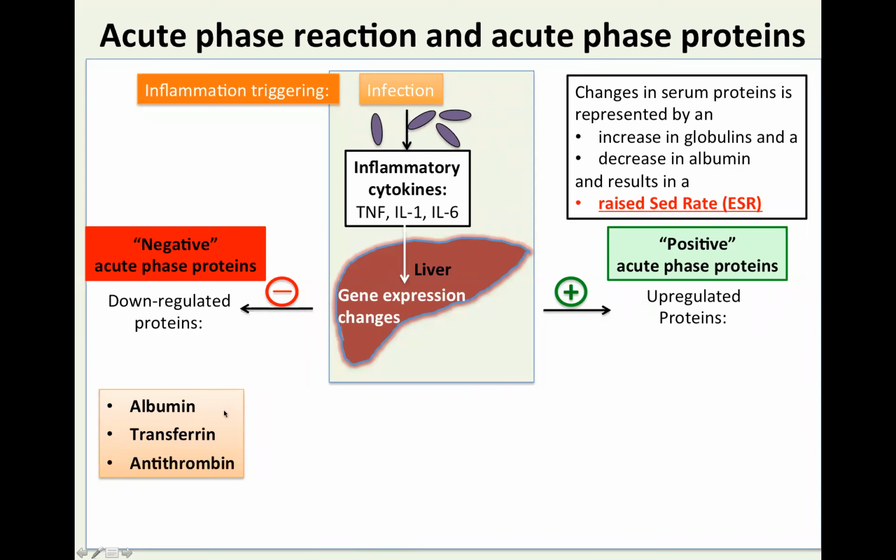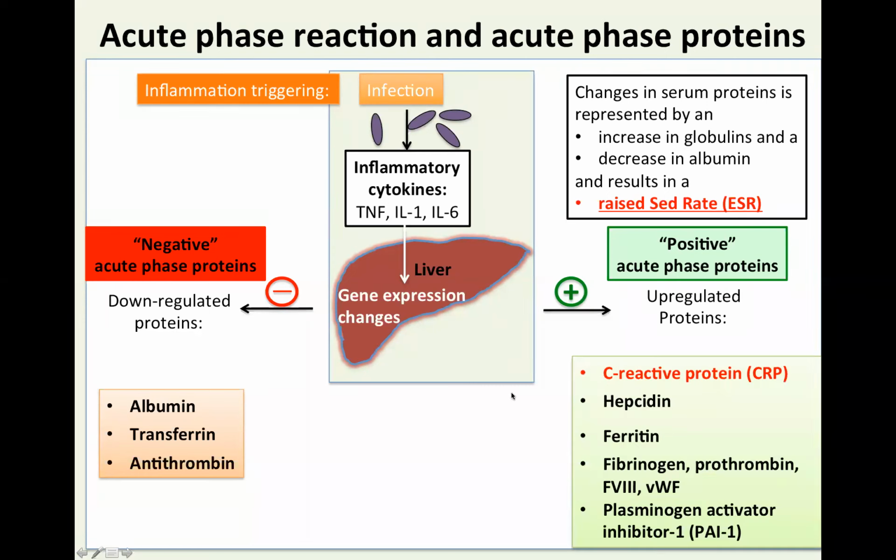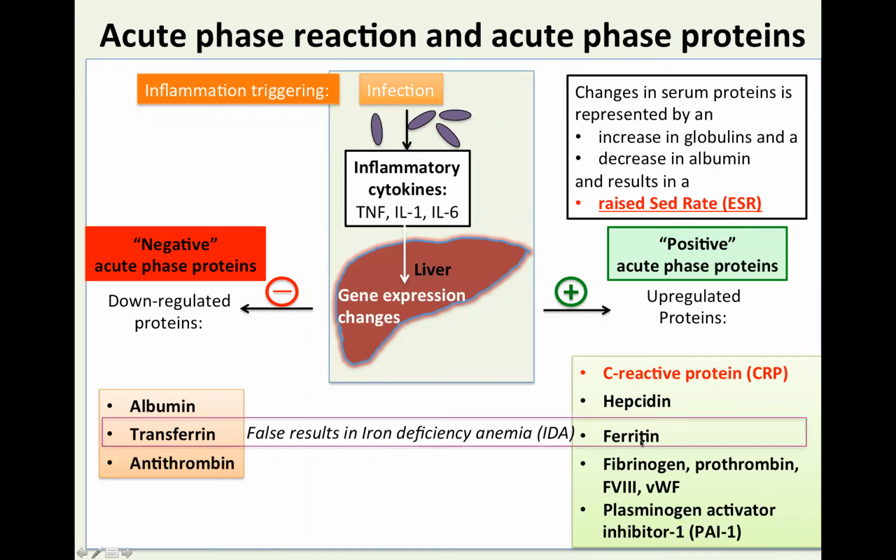The most important ones are albumin, transferrin, antithrombin in the negative group, and the C-reactive protein, hepcidin, ferritin, fibrinogen, prothrombin, factor VIII, von Willebrand factor, and plasminogen activator inhibitor 1 in the positive acute phase group. We'll discuss the role of transferrin and ferritin in iron deficiency anemia, and the hepcidin in the anemia of chronic disease during the second term.